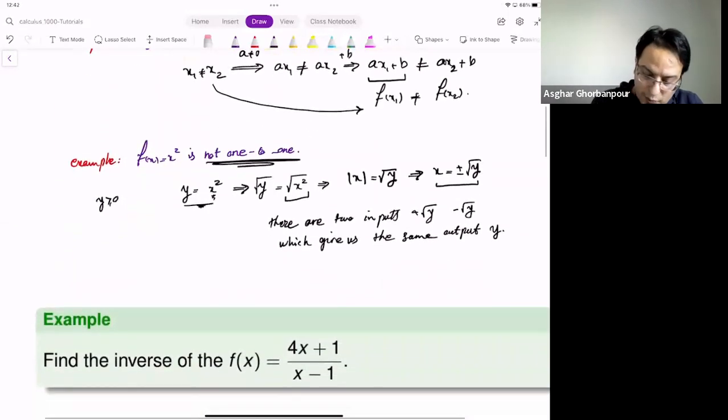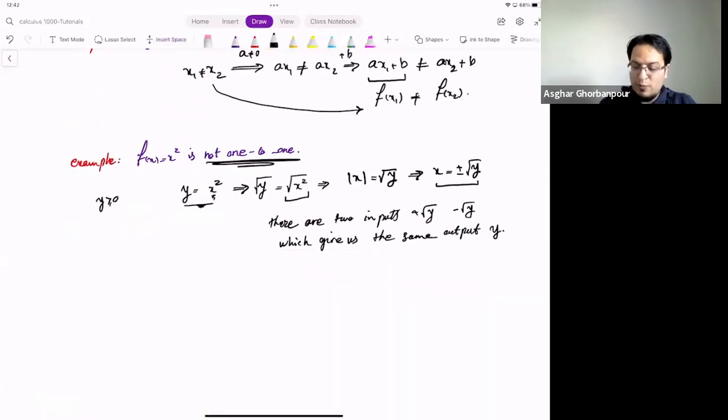Well, there are other ways of checking one-to-oneness. One of them is using the graph. And there is something called the horizontal line test. Let me see if it seems that I have a question there.